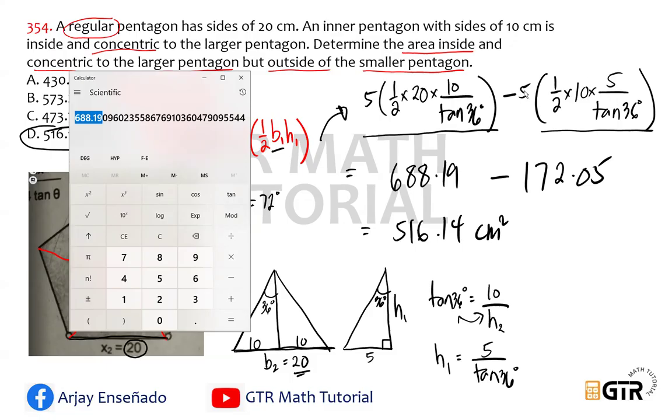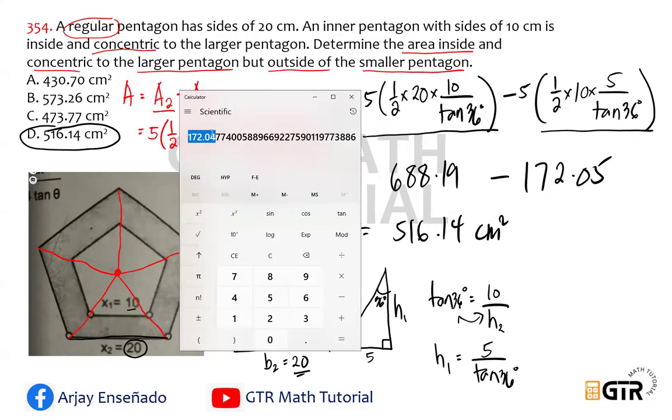And then for the other one, just type this again: 5 times 1 half times 10 times 5. So that will be 5 times 5, 25, times 10, 250, divided by 2. So we have 250 divided by 2, and then divided by tangent 36, and then the equal sign. We have 172.04. Okay? And then subtracting this, we will get 516.14, and that is letter D.